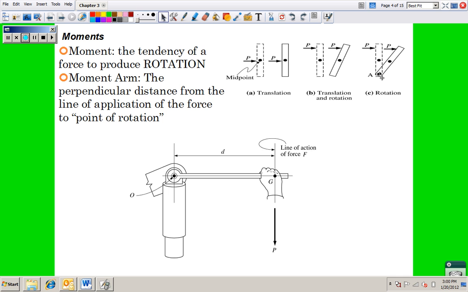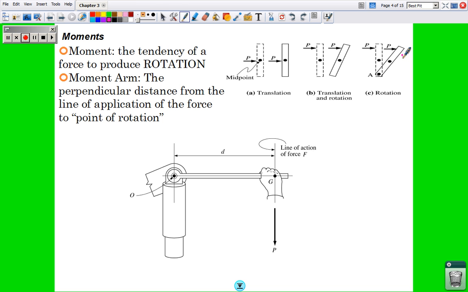And here, if it were pinned at this point and we pushed with force P, you're not really going to get any translation, it's pinned, but it is going to rotate around like this, okay? So, that's what we call a moment. It's a tendency to cause a rotation.